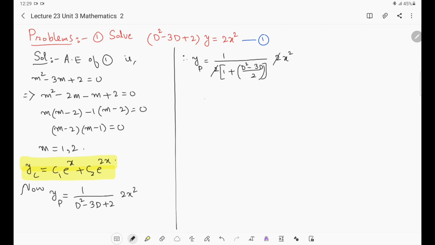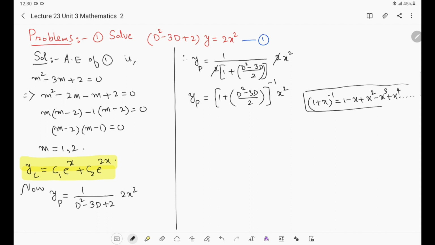Now it can be written as 1 plus bracket of d square minus 3d by 2, whole power minus 1, into x square. You take this in the numerator, whole power minus 1. It is in the form of 1 plus x whole power minus 1, which is equal to 1 minus x plus x square minus x cube plus x power 4 and so on. It is in this form. So this formula can be used now, right?